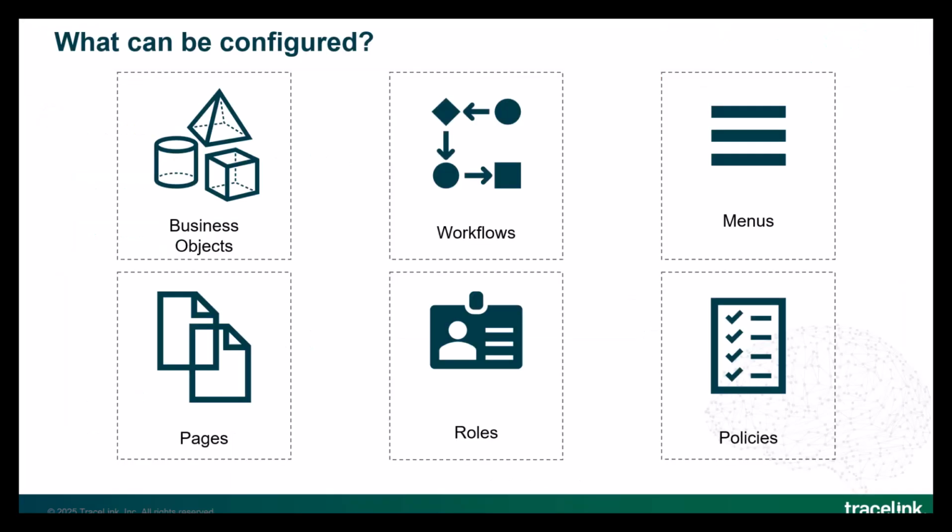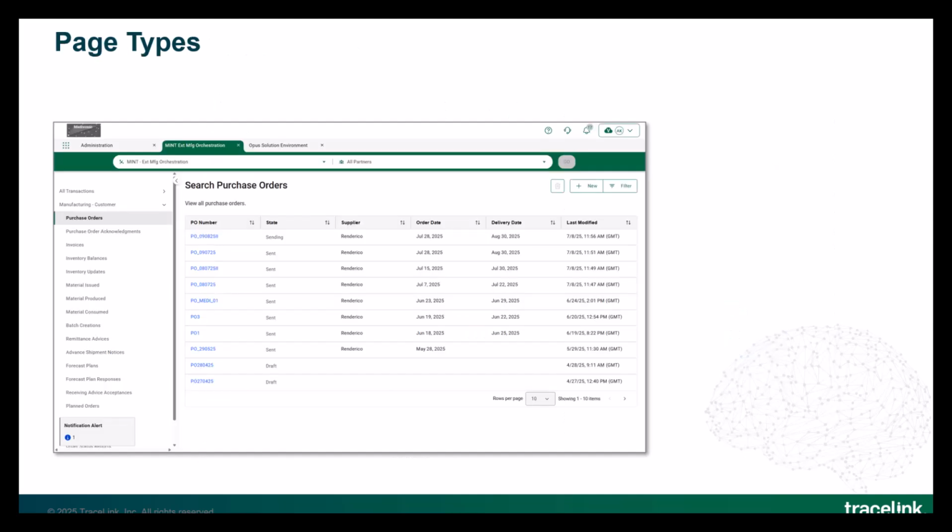Let's quickly recall that with OSE, you can effortlessly configure business objects, workflows, menus, pages, roles, and policies with an intuitive drag-and-drop interface. There are 3 page types: Search Page, View Edit Page, and New Page. For the Search Page, the solution designer defines which of the fields from the business object are to be presented in the search results table via drag-and-drop.